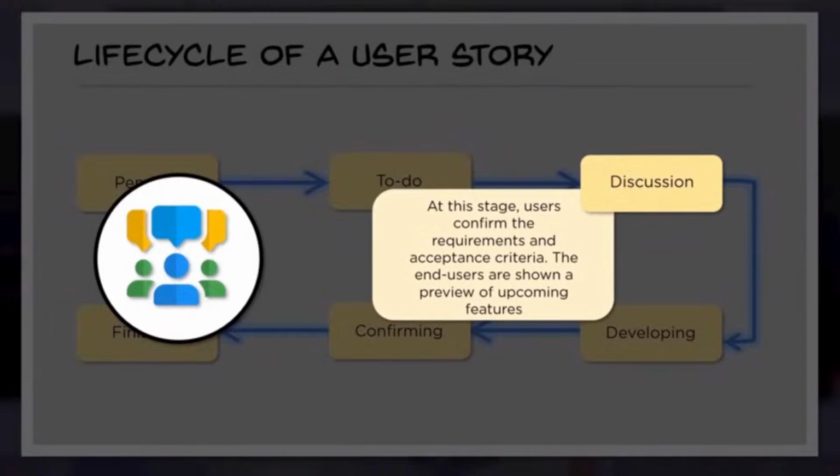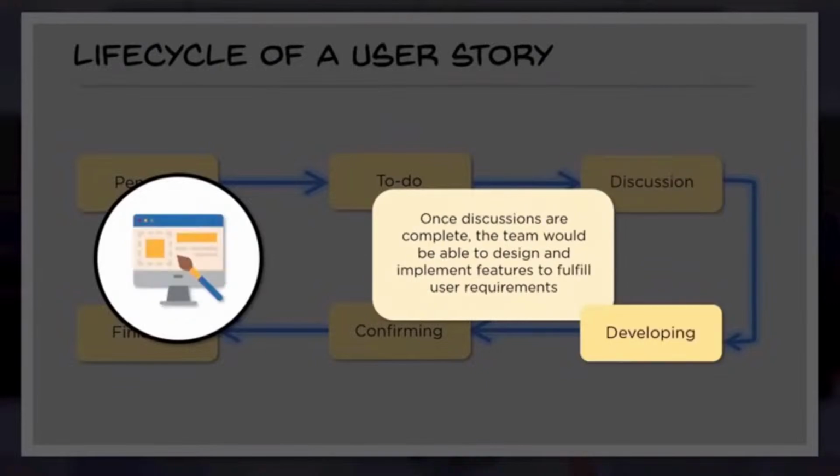So acceptance criteria helps in terms of once you test that particular user story after executing, you will check based on these acceptance criteria so that you can conclude the requirement is fulfilled. The end users are shown a preview of upcoming features so that they understand, yes, this is what we were expecting. They can provide their feedbacks, necessary feedbacks or insights, whatever is required to be provided.